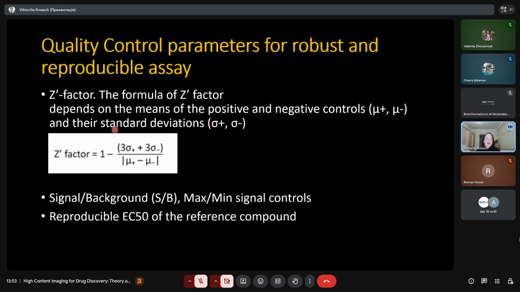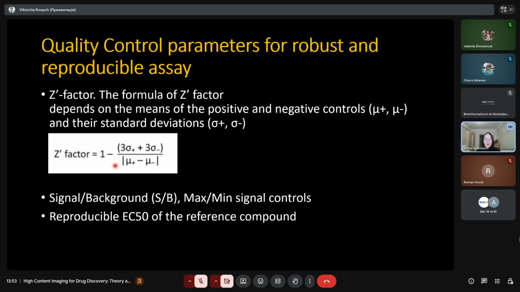assay. Here is the formula for the Z factor. And you can see here is our max minus mean signal, and here is our standard deviations. Usually in high content imaging, that factor should be higher than 0.5. So that factor should be 1 or 0.5, not less. Then this assay is reproducible and robust.